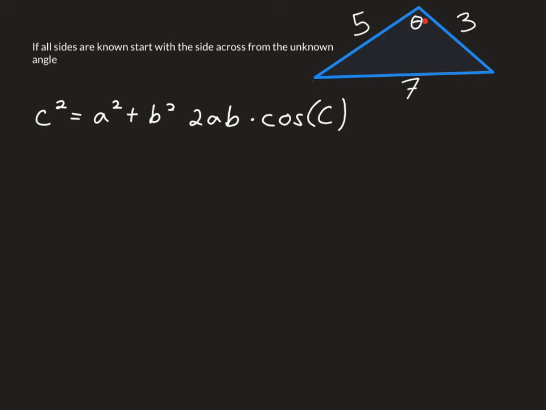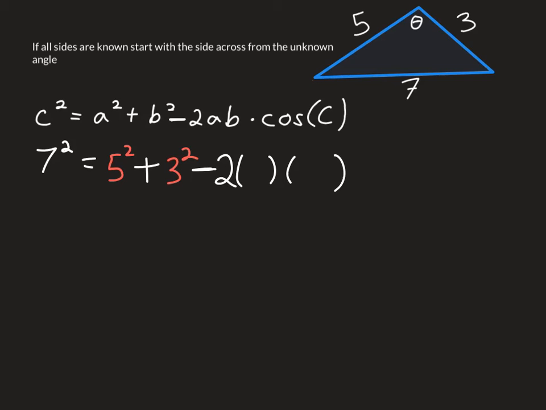So in this case, where's my unknown angle? Since I don't have an unknown side, my unknown angle is here. What's the side across? 7. So I'm going to go ahead and start with a side of 7. This time I know it. So it's going to be 7 squared over here is equal to the sum of the other two sides squared. So what are my other two sides? Well, 5 and 3. So 5 squared plus 3 squared. Okay? And then that minus didn't show up. And then minus 2 times those sides.